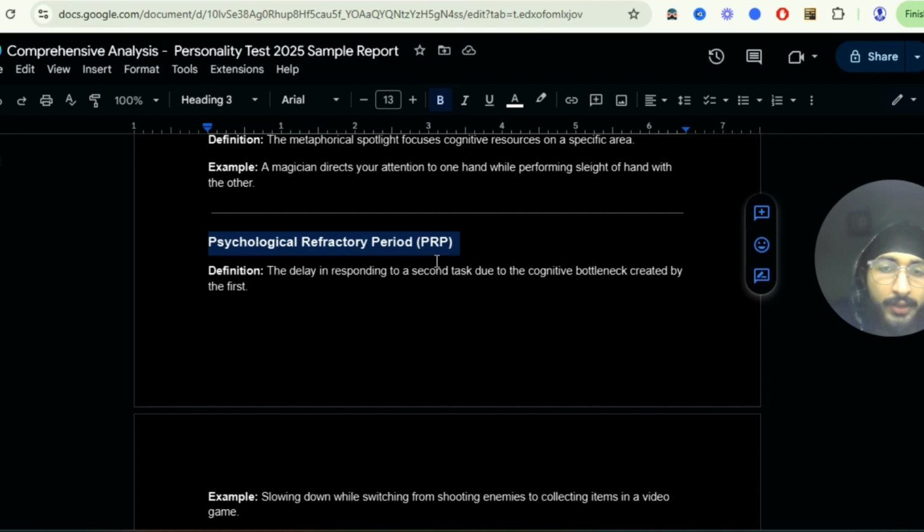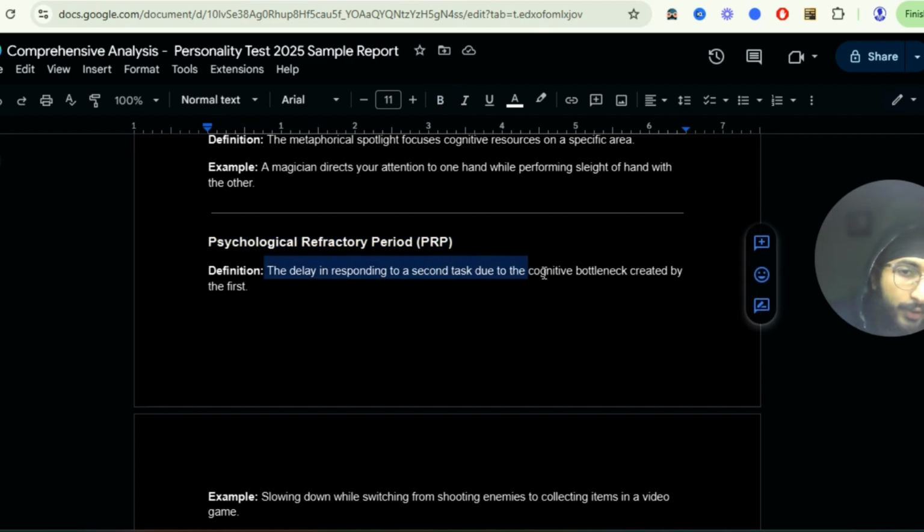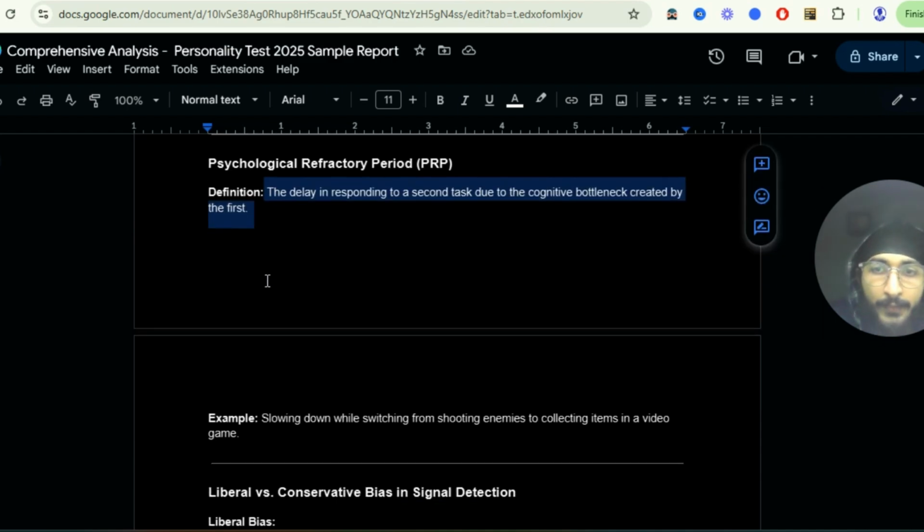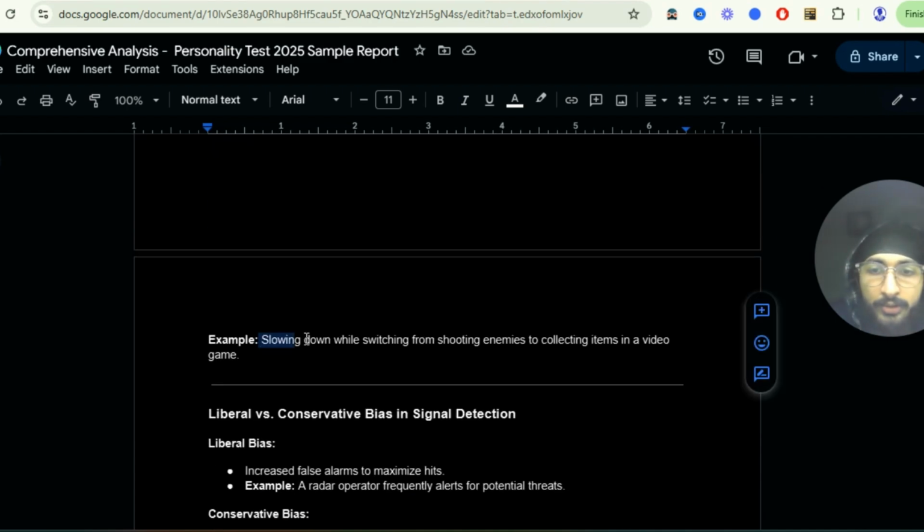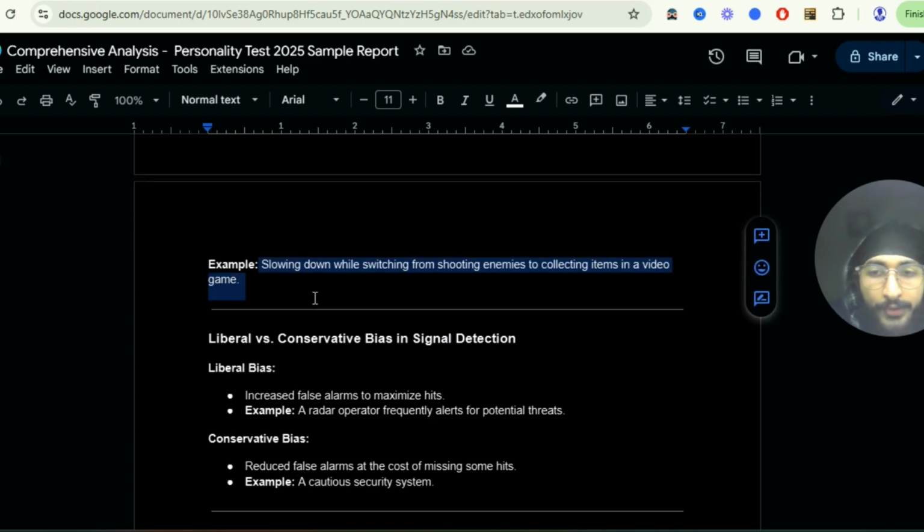Now PRP, psychological refractory period, is the delay in responding to a second task due to a cognitive bottleneck created by the first. Example: slowing down while switching from shooting enemies to collecting items in a video game.